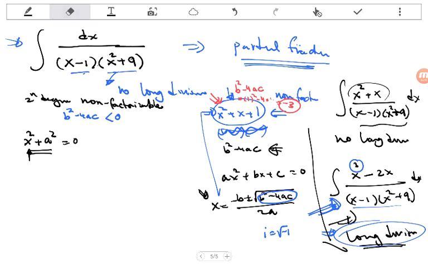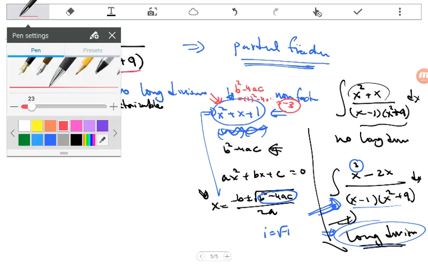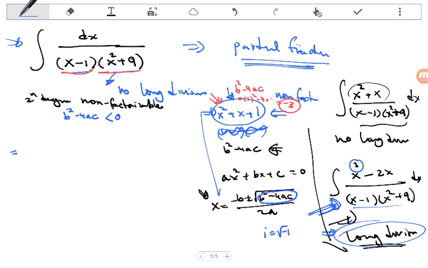Okay, so now these two brackets are in the simplest form. Now I'm ready to make my assumption for the fractions. What will be my assumption? It will be like this. The first bracket is a linear bracket, so the corresponding simple fraction will just be a over x minus 1.